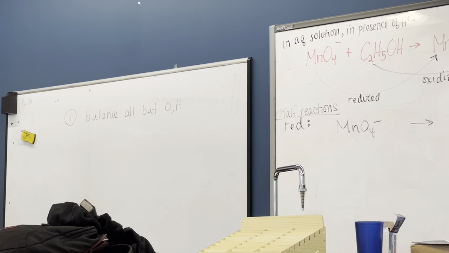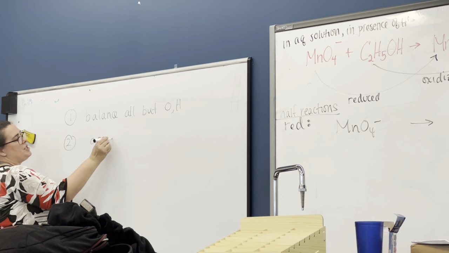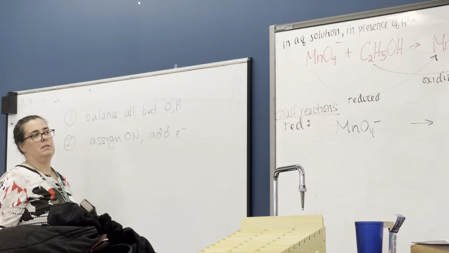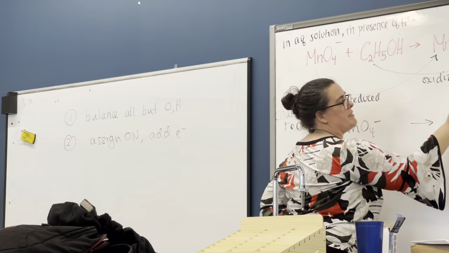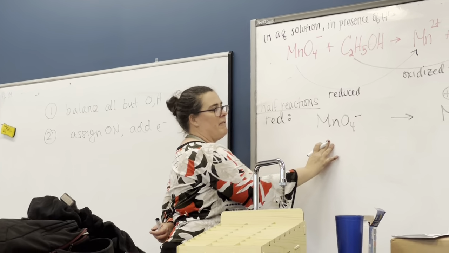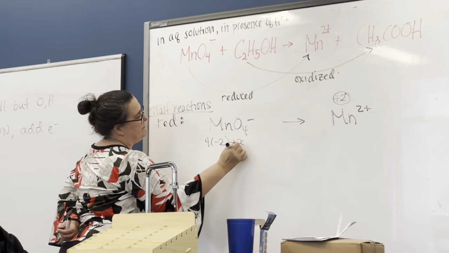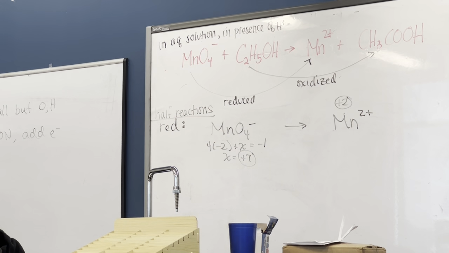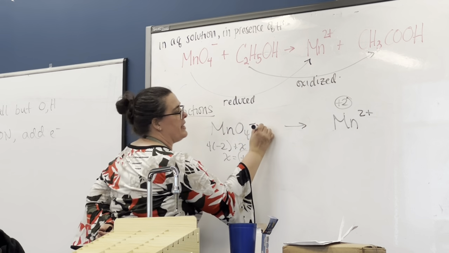In this case, that's just manganese. Is the manganese balanced? Do I have one manganese on both sides? Done. Two, I'm going to assign oxidation numbers and add electrons. Oxidation state of manganese here is +2. Oxidation state of manganese here is +7. So I've got to put electrons in. Going from +7 to +2, that's 5 electrons. They're being gained. That's another way of saying that they are reactants.